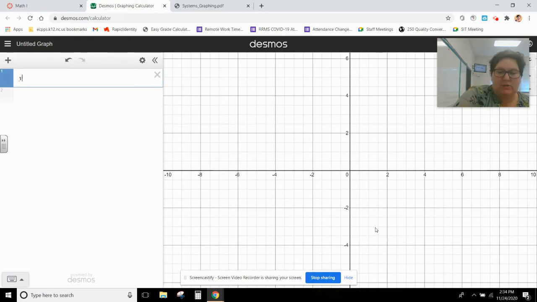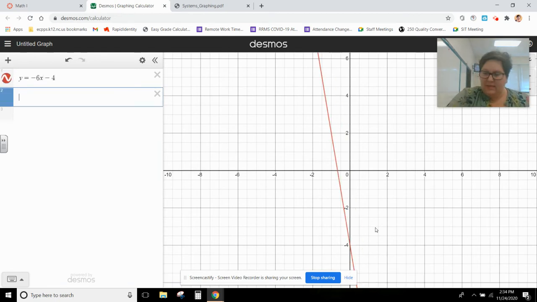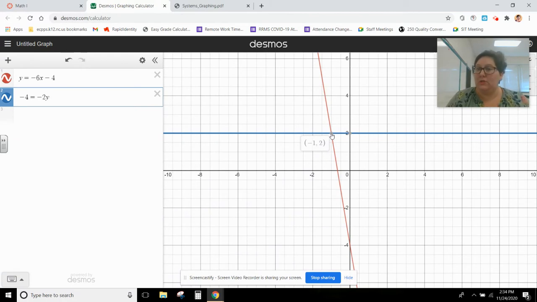So in Desmos, you're actually going to type your two equations. The first one is y equals negative 6x minus 4. And the next one is negative 4 equals negative 2y. So you'll notice it graphed our two lines. Our solution to this system is negative 1, 2.